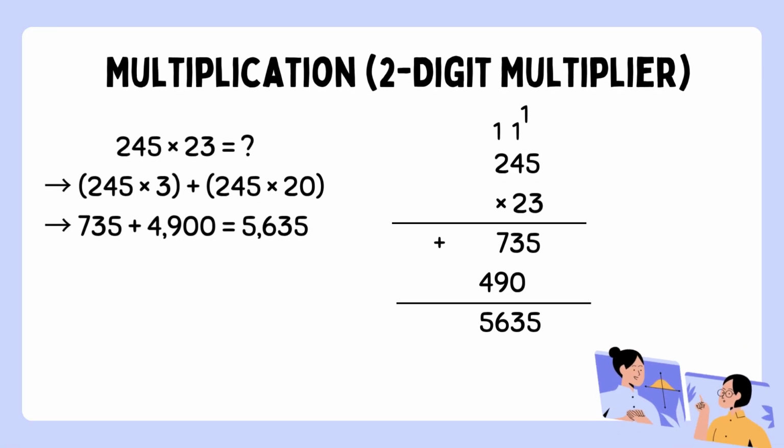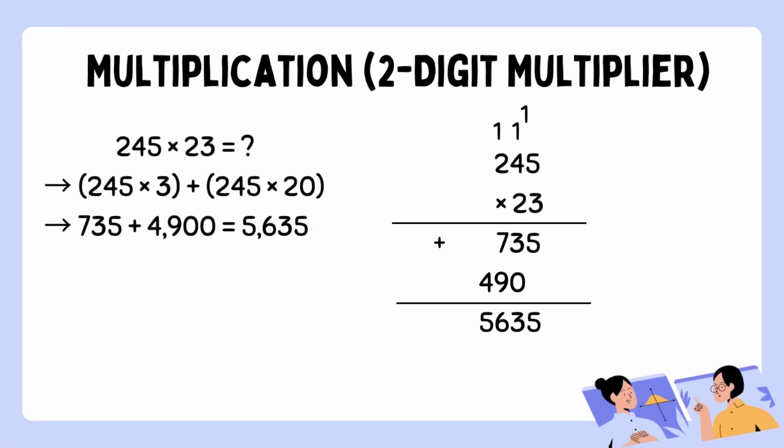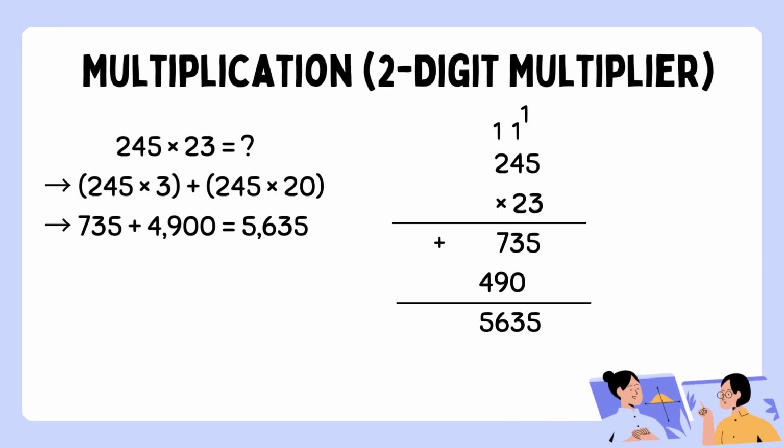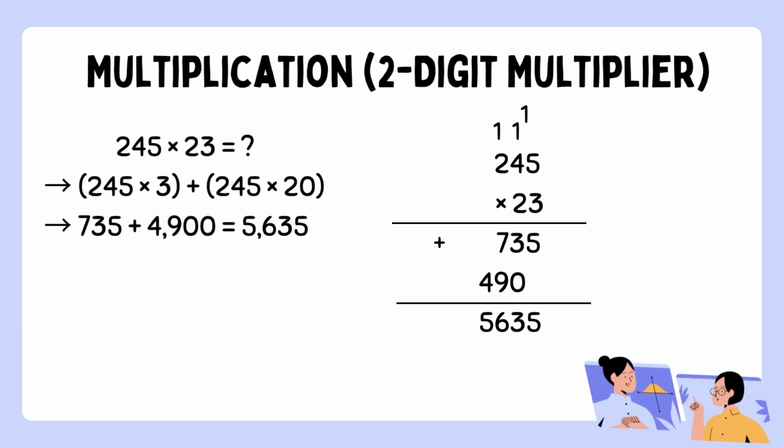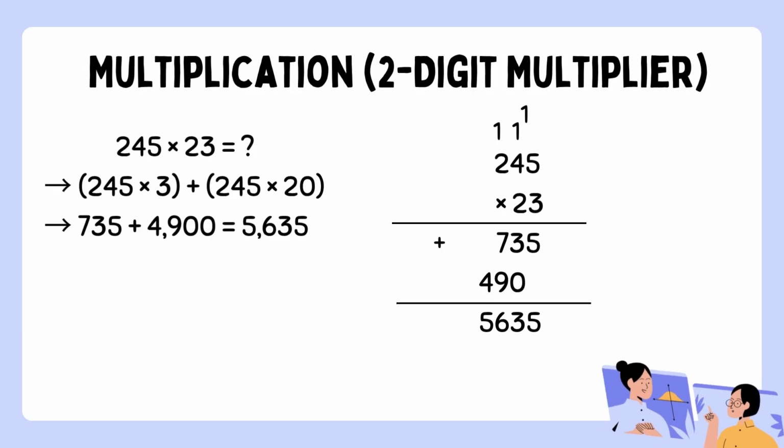Moving forward to multiplication. Given this example, we multiply 245 by 23. There are two methods to solve this example. The first method is called the area model.